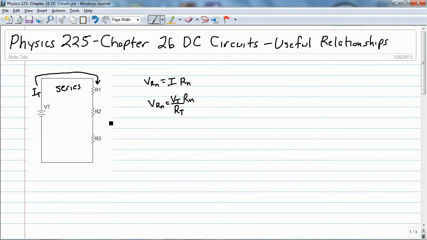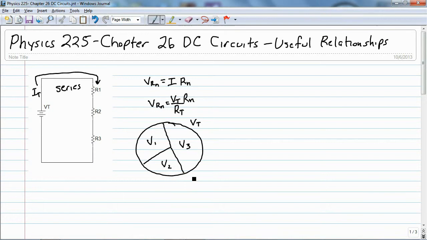So it's like taking the pie and cutting it into pieces. So if I have my whole pie, which is V sub t, then I can look at one part of that being V1, one part of that being V2, one part of that being V3. It's just giving you percentages of the total, and those percentages are based off of Rn over Rt. This would be R3, I'm sorry, R3. This would be R2 over RT, and R1 over RT. So it's just percentages of that pie.